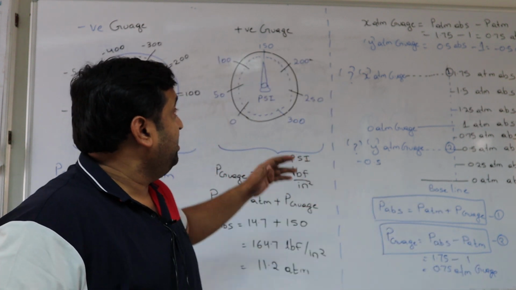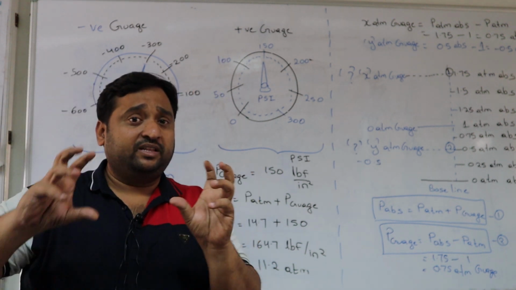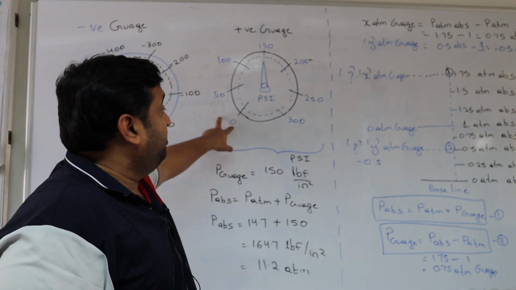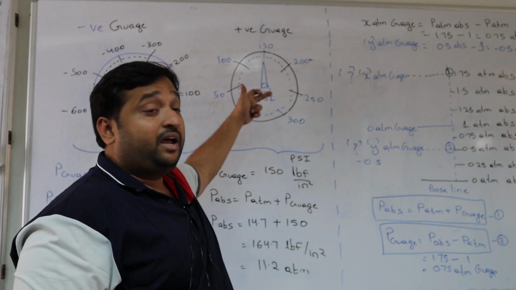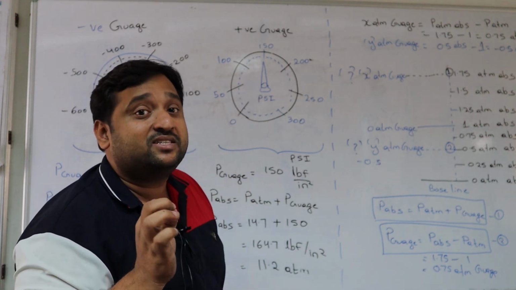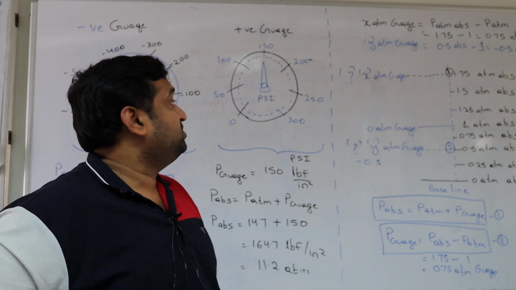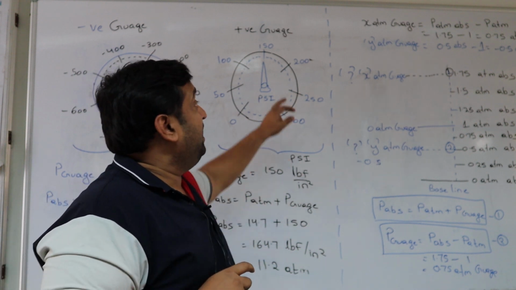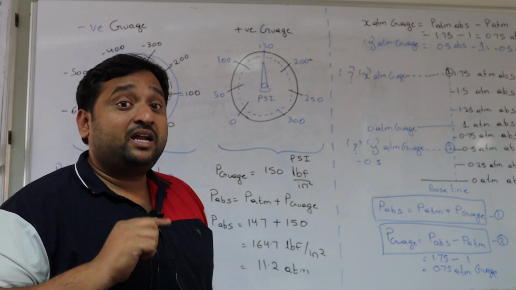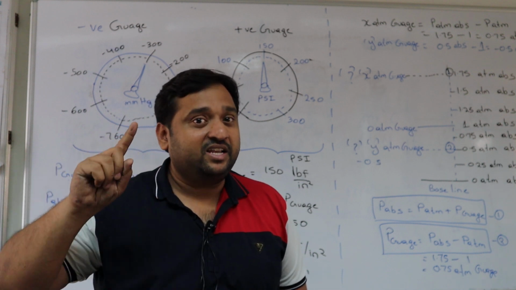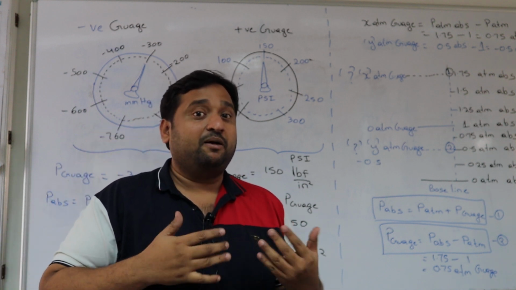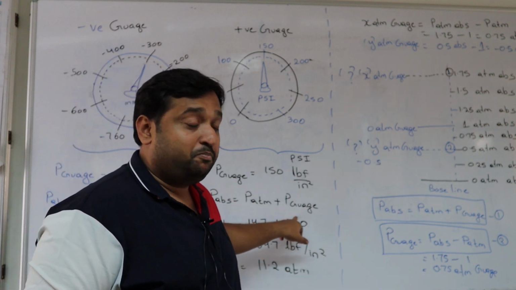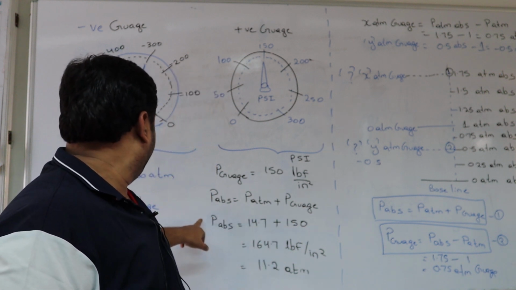Similarly, if I go to the positive pressure gauges, as I told you, the one connected to the cylinders will be in positive readings. I told you it starts with 0. As you can see, what I have shown you in our lab is in psi, pound force per square inch. For example, if that positive pressure gauge is showing a value of 150 psi, that is nothing but 150 psi gauge pressure. Now I have to convert the gauge pressure to the absolute pressure. I use the same equation: P absolute is equal to P atmospheric plus P gauge.